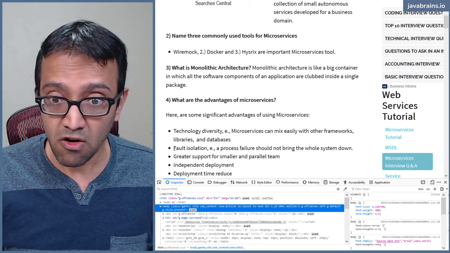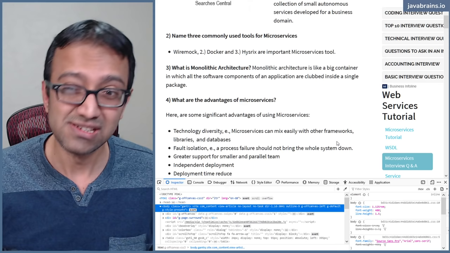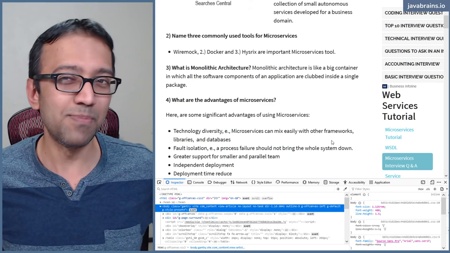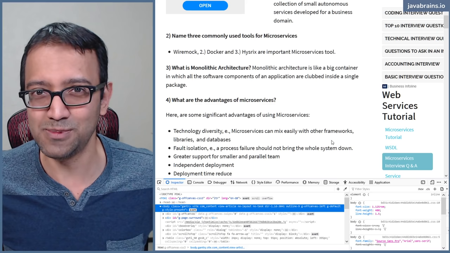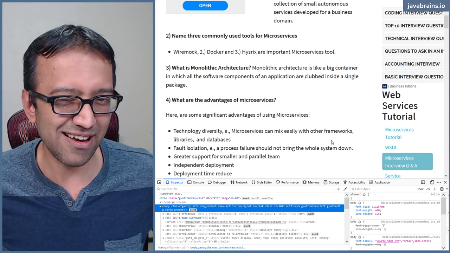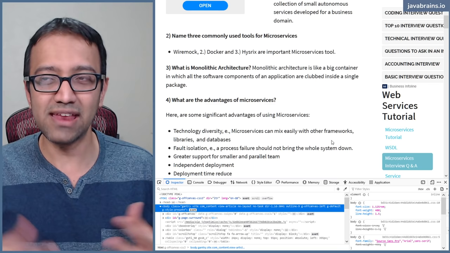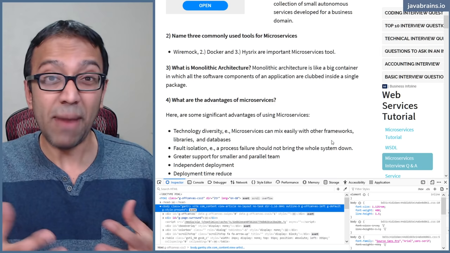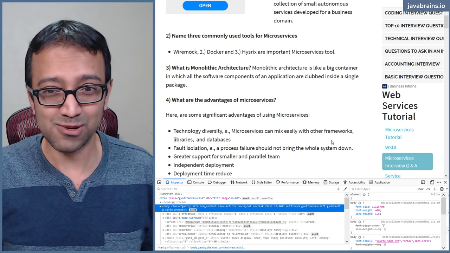Fault isolation. A process failure should not bring the whole system down. I don't know if it's an advantage of microservices. You can build microservices which are not fault tolerant, so a single microservice can basically bring the whole system down. And you can build monoliths which are fault tolerant. So I don't think it's an advantage of microservices itself, but you can do that with both. But I guess with microservices, there are patterns which allow you to build fault tolerant microservices. Maybe that's what they're talking about. Yeah, I don't necessarily agree with this.